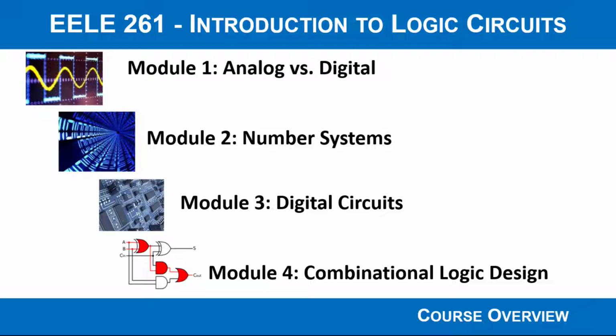So we start off with just a really short module, to get used to this notion of what a digital signal is. We do that by contrasting it to an analog signal, which we might be more familiar with. Then we move into number systems, and we talked about how a computer operates on ones and zeros. So in order to understand how to build circuits that manipulate ones and zeros, we need to understand how you represent information with ones and zeros.